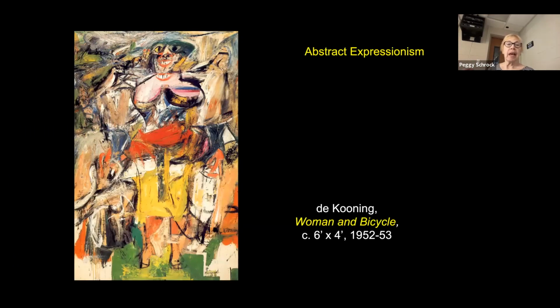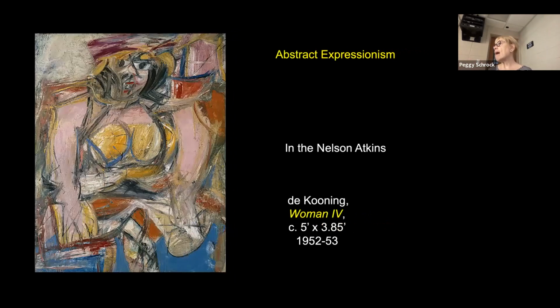Woman and Bicycle, where we get a bit more structure being laid out as he's searching for it. But the one that we have, of course, in the Nelson is this one, Woman 4. It's different. It's a little later. It's strangely more romantic, and I know why I feel that way, but it's less aggressive than the earlier ones. It's a bit more controlled, and I think it's the colors that to me make it feel a bit more romantic, but it's in the same vein.